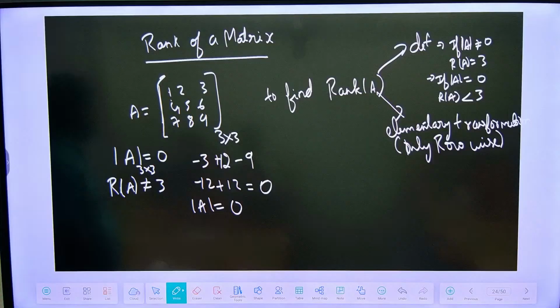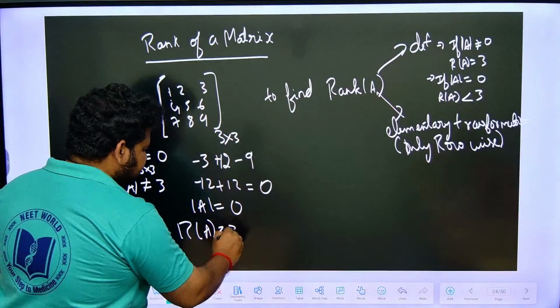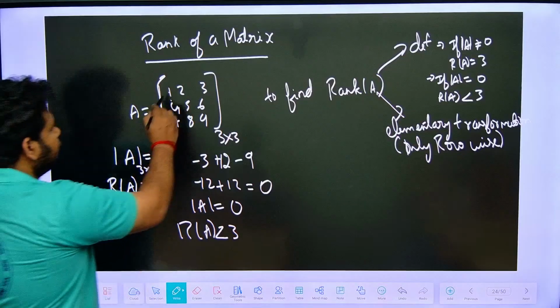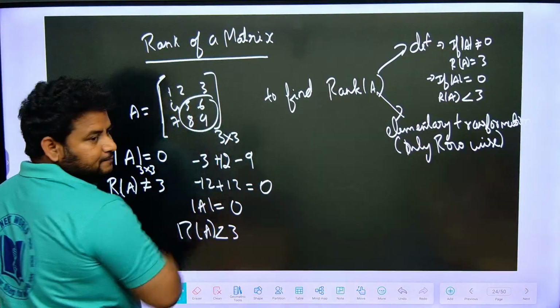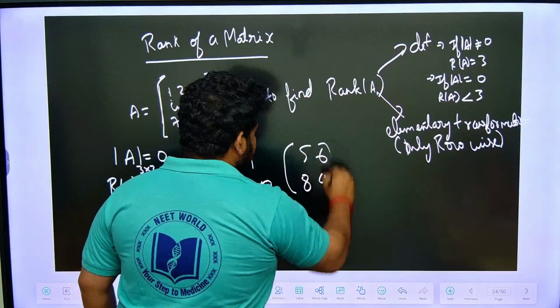Now what we should do? Then definitely rank of A will not be equal to 3, or you can say less than 3. Now let us check whether the rank of A is equal to 2. So how to do that? You remove the first column and first row. If you remove them, what are you getting? This one. So you will get 5, 6, 8, 9. This is a 2 cross 2 matrix.